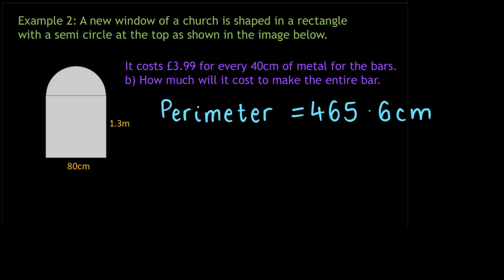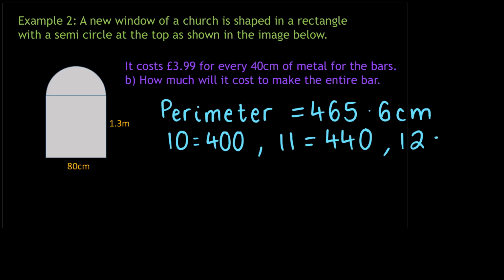So we have to think how many lots of 40 centimetres does it take to make up 465.6 centimetres. So I'd probably do this in my head and I would say, well, 10 lots of 40 centimetres would give us 400 centimetres. So I'll just write this down quickly. So 11 lots would be 440, so we're getting there. 12 lots would be 480.